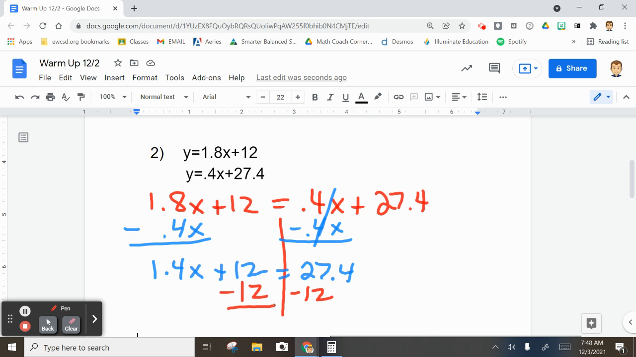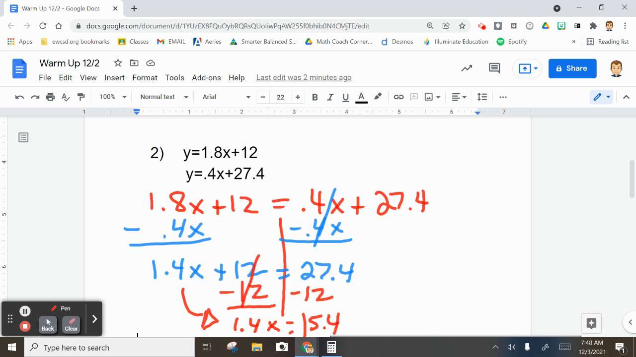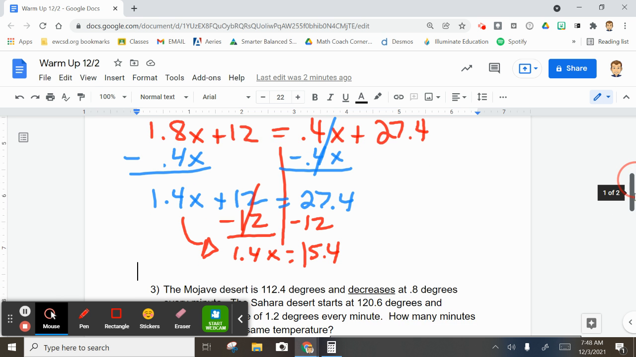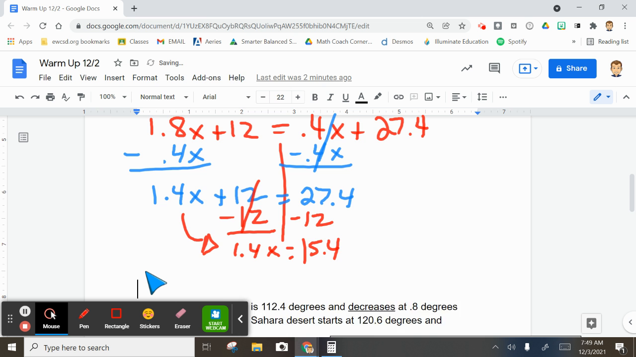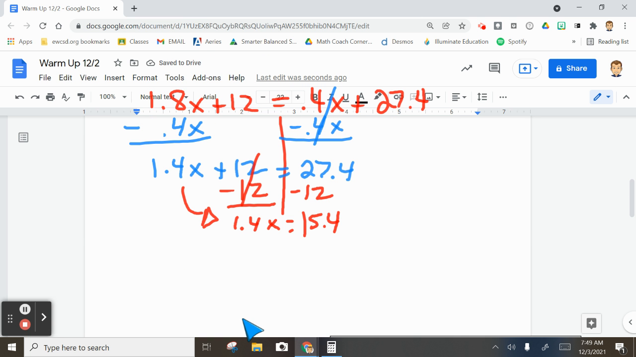Plus 12 equals 27.4, but the next one I am going to use the calculator. Subtract 12, and this is where I would use the calculator. This is going to come down. I'm going to get 1.4x equals, and then the calculator is going to be 27.4 minus 12. And I get 15.4. Okay? Now, let's just go ahead and move this down a little bit more. Let's see what I can do here. I can just move this down. Oops. Here we go. Now, this last step, let's go ahead and divide.